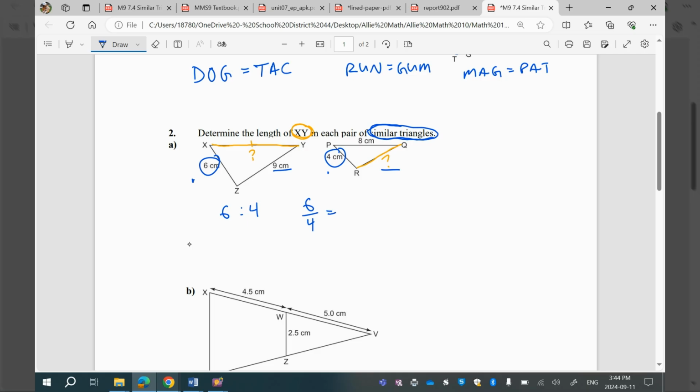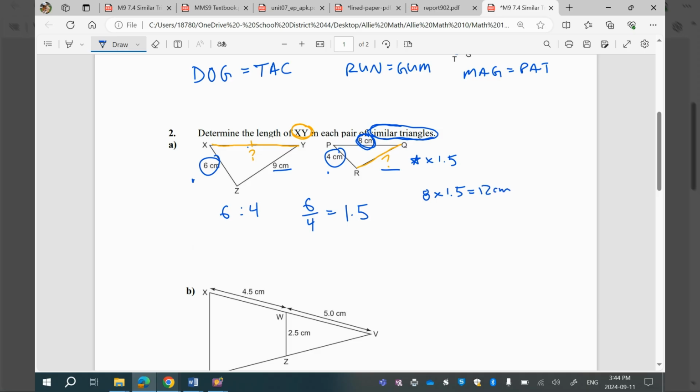6 divided by 4 is 1.5. So we know that every side length, if we want to go this way, we need to multiply by 1.5. All we need to know is that 8 times 1.5 is going to give us our xy. So 8 times 1.5 equals 12 centimeters.